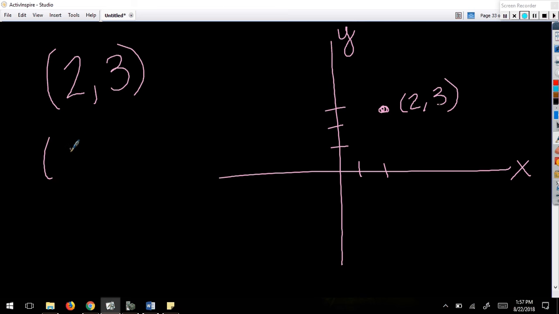How about (-1, -2)? Left and down. That's right. So left 1, down 2.